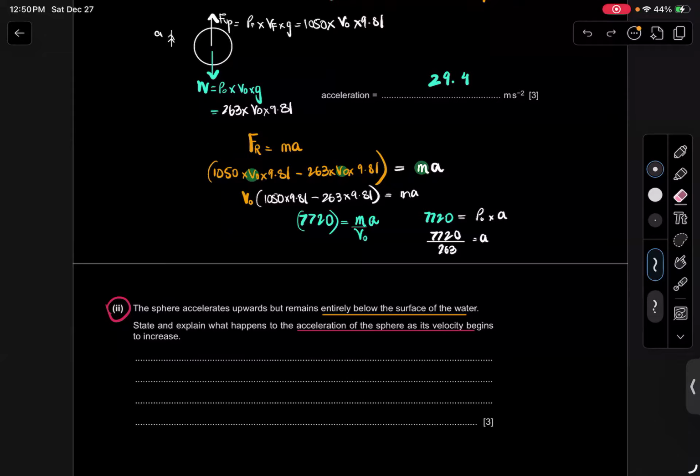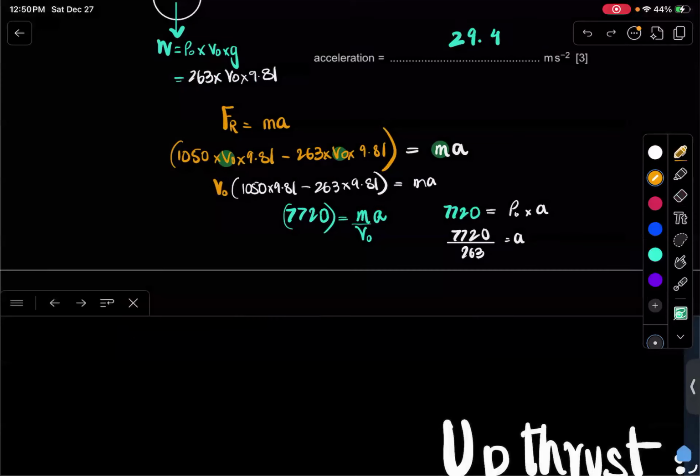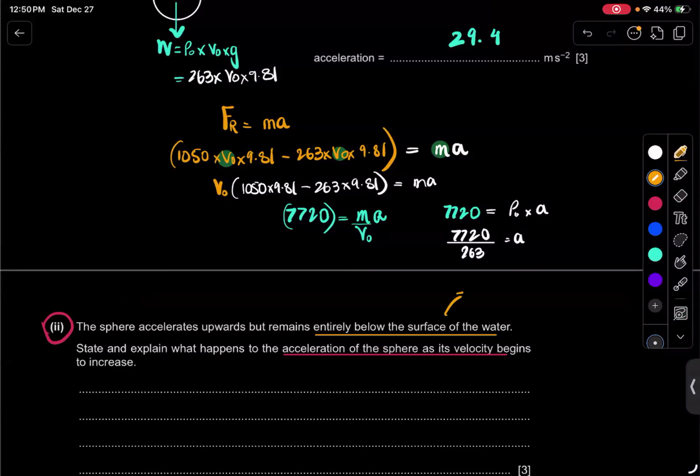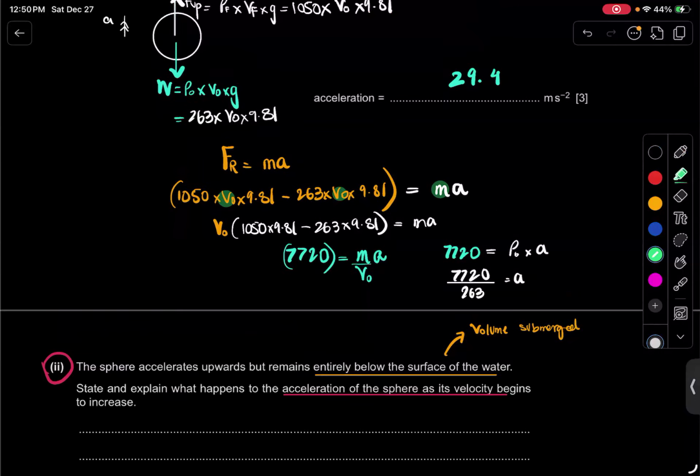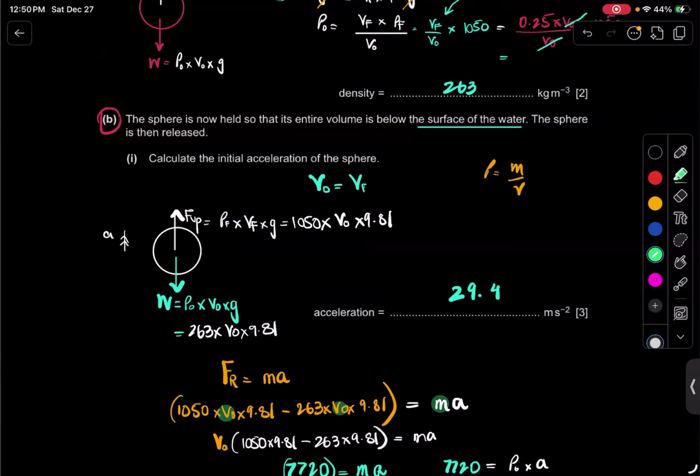Because it says that the sphere accelerates upwards but remains entirely below the surface of the water, right? That means that the volume submerged is the same. So neither the weight changes, nor the upthrust, right? So what are the components of weight? Density of ball, volume of ball, and g.